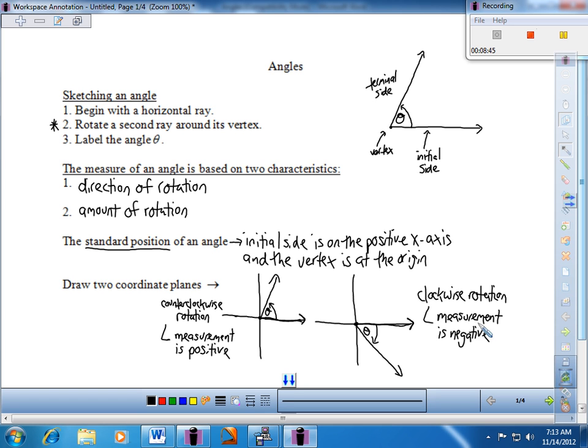Same thing here with the angles. So a counterclockwise rotation, by definition, the angle is positive, and a clockwise rotation, by definition, the angle is negative. Okay, good. Let's continue forward here.